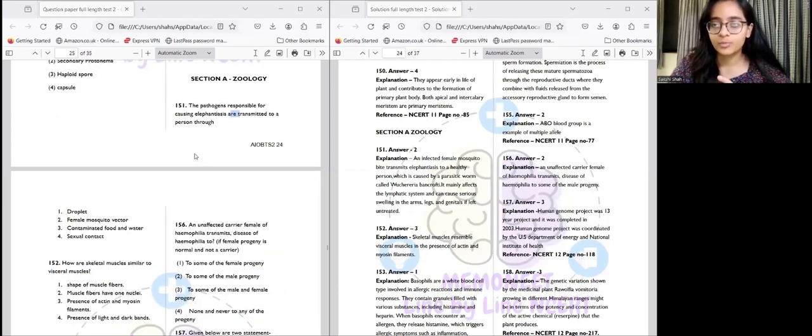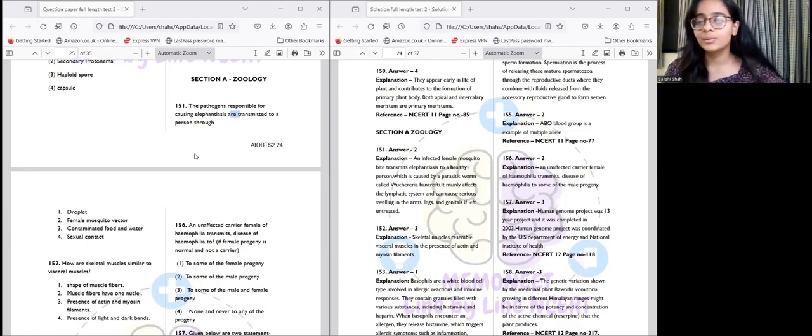So the full length paper one has been completed and discussed. There were a few discrepancies in that paper as well, but they all have been cleared out. And if there are any more questions or some of your queries have been left unanswered, please let us know and we'll try to respond back to you as soon as possible. Sometimes there may be a delay in responding to queries, but I assure you that all of your queries have been read and are being focused on. So today we'll be discussing the full test 2. I'll be talking about the zoology section.